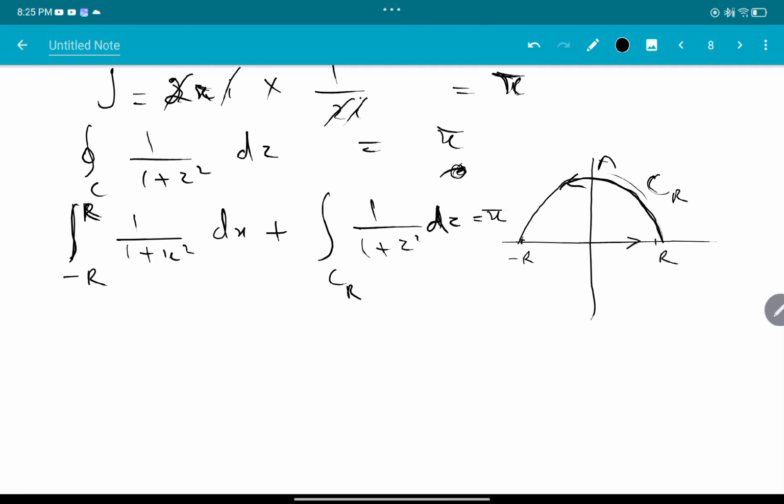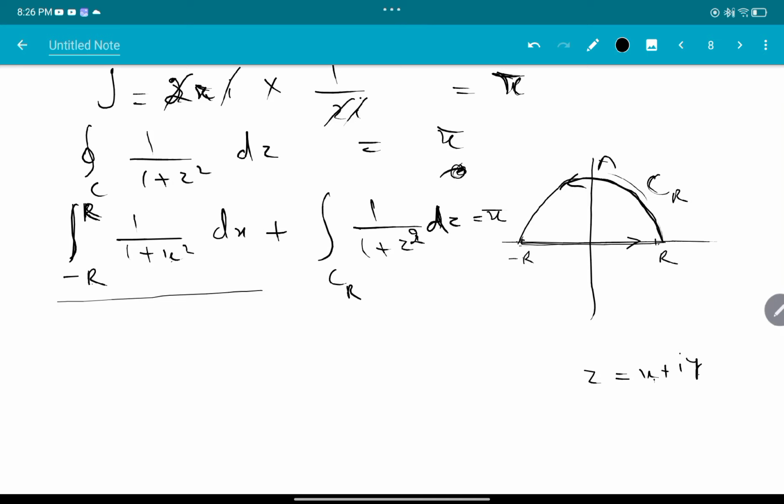Now you might ask me, sir, why did you write x here and z there? Because from minus R to plus R, y is 0. As you know, z is equal to x plus iy. Now when y is 0, z is reduced to x. That gives me this real integral. Now I want the value of this, with one condition: the limits should be minus infinity to plus infinity.